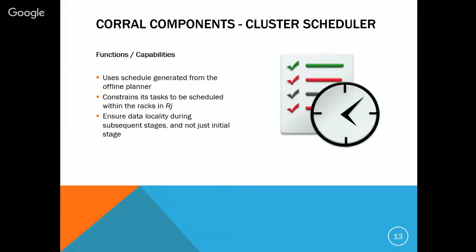So the second component is the cluster scheduler. What are the functions and capabilities of a cluster scheduler? The first one is to use the schedule generated from the offline planner. What does this mean? We use it as a guideline to place data and tasks when running jobs on the cluster. The second one is to constrain its tasks to be scheduled within the racks in R_j. The third one is to ensure data locality during subsequent stages and not just the initial stage. For example, the subsequent stages could be reduce and join, and the initial stage jobs are map and extract.